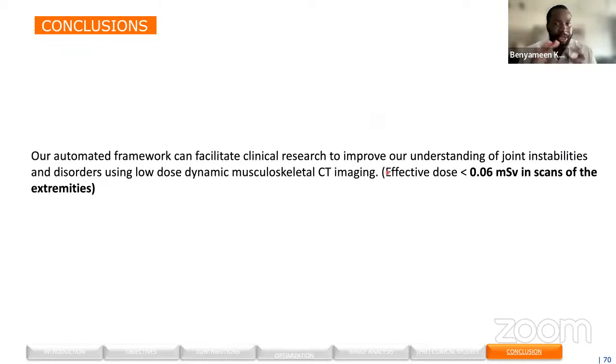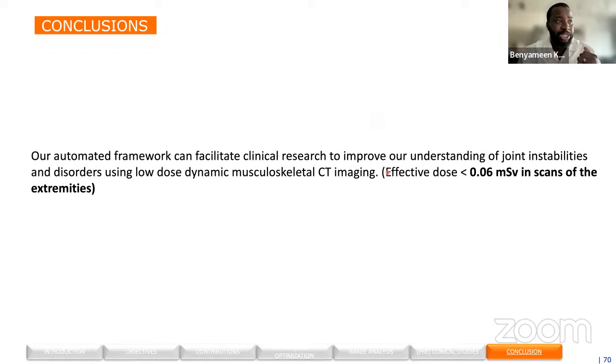So that's about it. And by way of conclusion, what we've established is the fact that we have a framework, because that's what we set out to do, was to build this framework. And we managed to create this framework that actually can facilitate clinical research. It can improve understanding of joint instabilities, because there are these conditions where you cannot replicate the patient's pain by just looking at static images. It happens, for instance, during a particular type of motion, and you can only do that by looking at the dynamic phenomena that's associated with these structures.